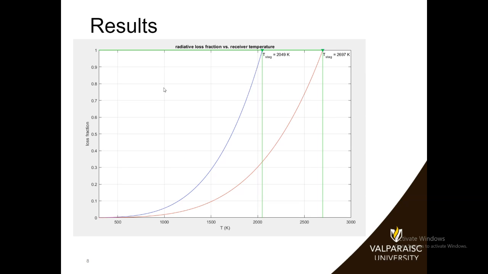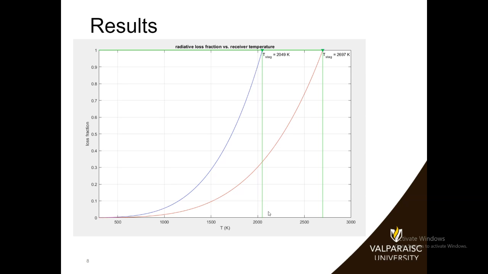To extract the stagnation temperatures from the plot, we use the interpolation command in MATLAB. At FRAD equals 1, we hit the curves and we come down and we find a stagnation temperature of about 2050 Kelvin at 1000 suns and a stagnation temperature of about 2700 Kelvin at 3000 suns.